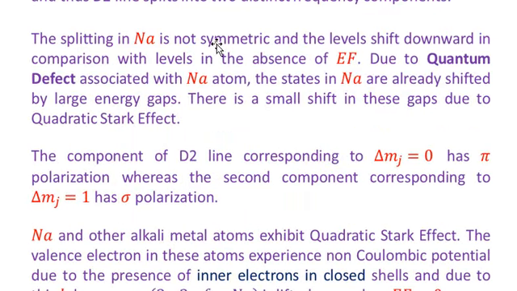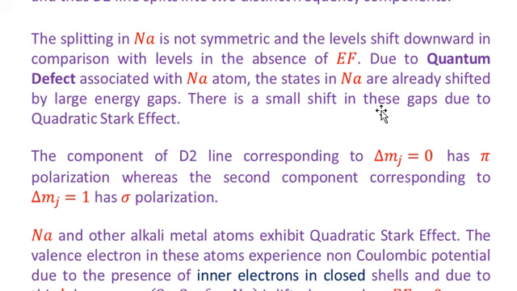The splitting in sodium is not symmetric, and the levels shift downward in comparison with the levels in the absence of electric field due to the quantum defect associated with the sodium atom. I have discussed the quantum defect when I discussed the alkali metal atoms, so you can go through those lectures. Due to the quantum defect, the states in sodium are already shifted by large energy gaps.